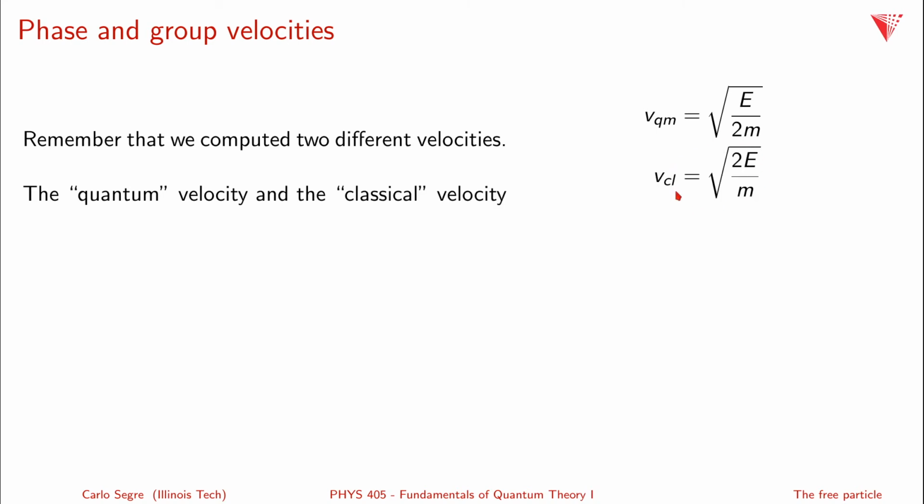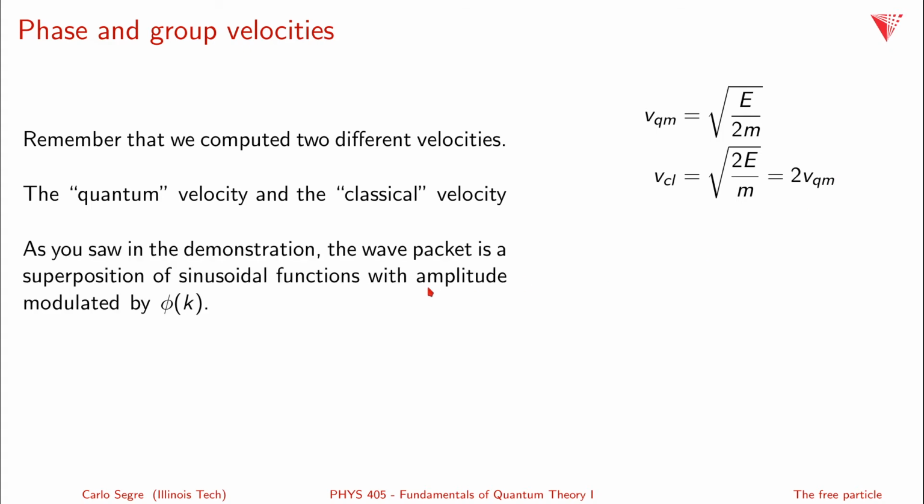And the classical velocity was square root of 2E over m. And this discrepancy was a problem. So it's 2 times V_QM. Now, the wave packet is a superposition of sinusoidal functions with amplitude modulated by phi of k.